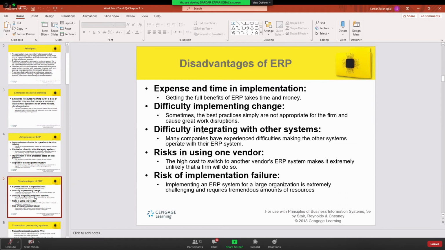Risk in using one vendor. Yes. The high cost to switch to another vendor's ERP system makes it extremely unlikely that a firm will do so. So you are building one ERP system, let's say using software from Microsoft. But after 2 years, you want to change from Microsoft, you want to move to Sunsoft. So it will be very costly, right?